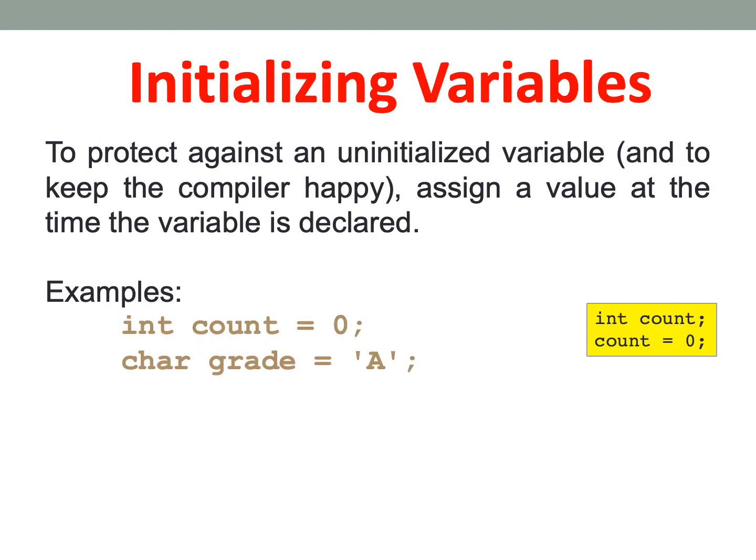Initializing variables. To protect against an uninitialized variable, assign a value at the time the variable is declared. For example, int count equal to 0. As we have seen before, we can always write it in two separate lines, where we first declare the variable and only in the second line that we initialize it. For example, on the first line we have int count semicolon, and then in the next line we can write count equal to 0.